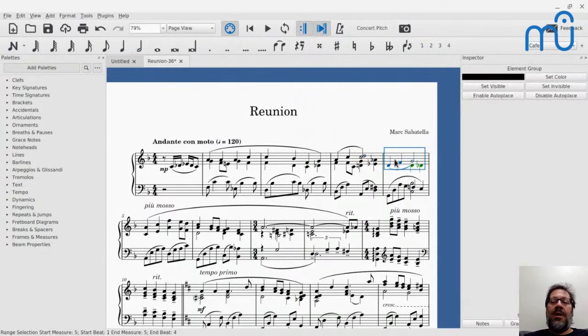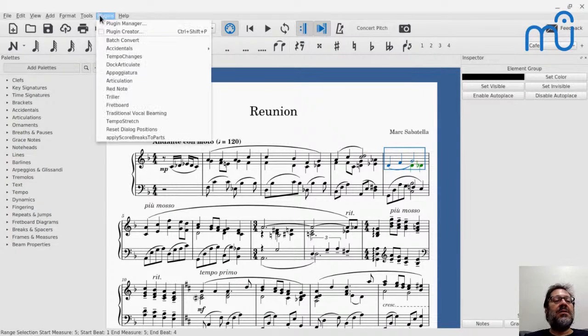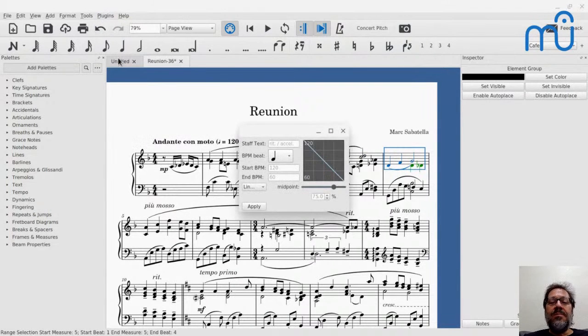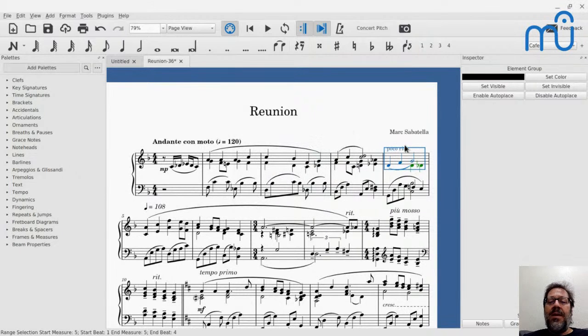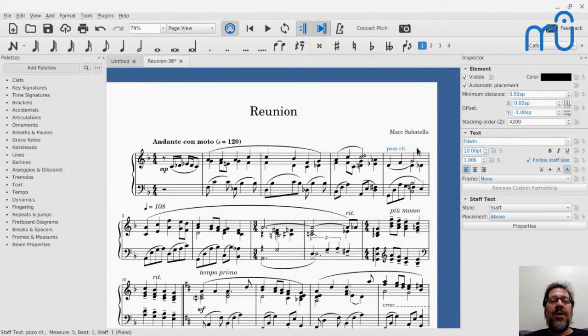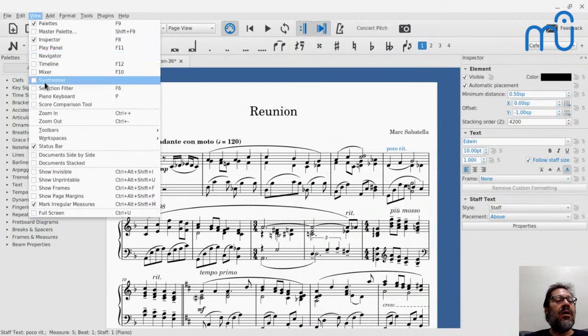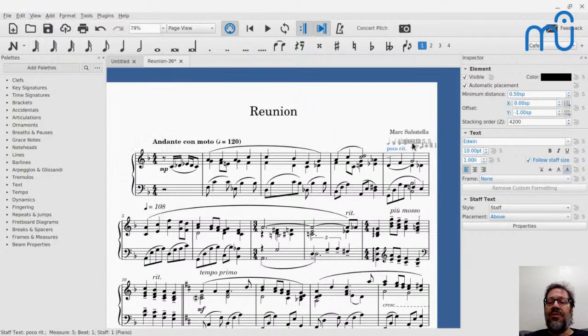There's also a really nice plugin you can use. So if I delete that marking and come up here and say plugins, tempo changes, and then I can put Poco Rit as my text and tell it I want to start at 120 and end, say, at 108. So it gradually slows down. It will add the Poco Rit, and it added a bunch of invisible tempo markings there also. Let me turn on invisible markings so you can see them. Look at all those invisible tempo markings it added. Let's hear what that sounds like.